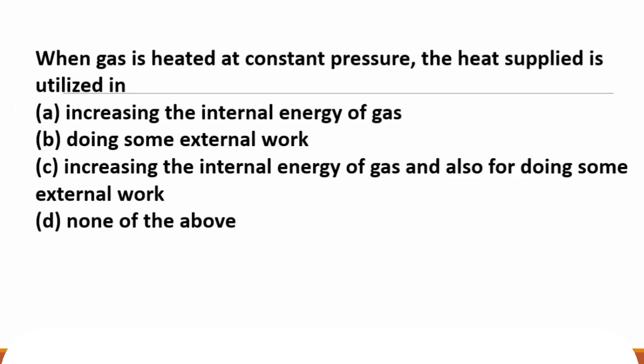Next question, when the gas is heated at constant pressure, the heat supplied is utilized in option A increasing the internal energy of gas, option B doing some external work, option C increasing the internal energy of gas and also doing some external work, option D none of the above. The correct answer is option C increasing the internal energy of gas and also doing some external work.